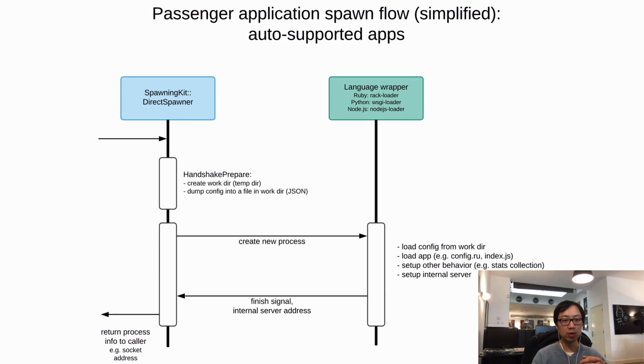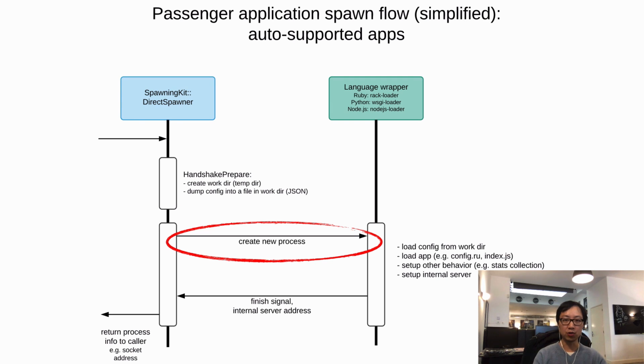What does that mean? Well, in order to understand what it is, let us look at the normal spawning flow, that is the one used for spawning Ruby, Python, and Node.js apps. These apps are so-called auto-supported apps because Passenger automatically supports them. It begins with the application pool requesting Spawning Kit to spawn a process. Spawning Kit then performs some preparation work and it creates a temp directory called the work directory. Then it dumps the configuration for spawning into a JSON file in that directory.